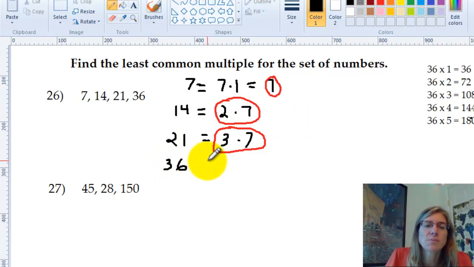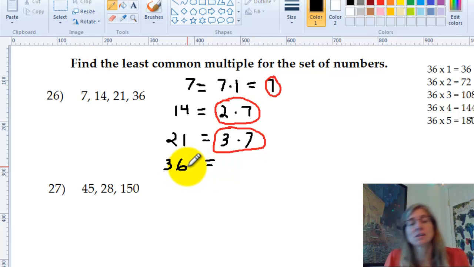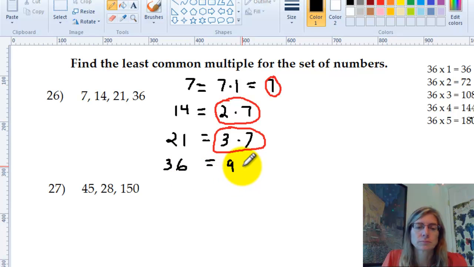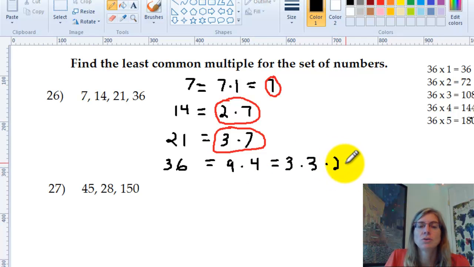36, okay, a little trickier, but really not that much of a problem. I don't know what comes to mind, whether you think of 3 times 12 or 6 times 6. Either one works, or even 9 times 4. Let's use 9 times 4. 9 times 4 is 36. Well, 9 is not a prime number, neither is 4, so we have to keep breaking them down. 9 will break into 3 times 3. Okay, those are prime numbers. Good. We're done. Now 4 breaks into 2 times 2. Those are also prime numbers. So we've got it, 9 times 4.